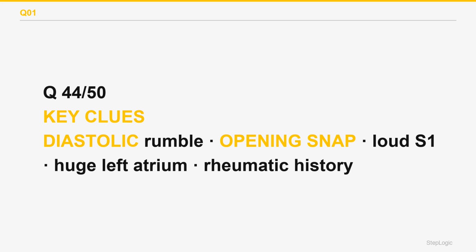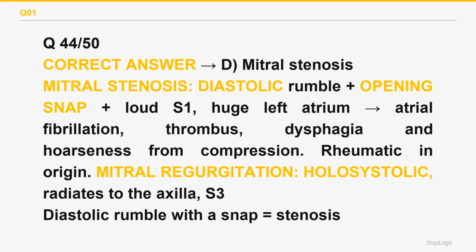Mitral regurgitation, by contrast, produces a hollow systolic murmur radiating to the axilla with no opening snap. Choice A is wrong. The correct answer is D. The enlarging left atrium produces two compression signs that appear in vignettes as apparently unrelated complaints: dysphagia from pressure on the esophagus lying immediately behind it, and hoarseness from stretching of the left recurrent laryngeal nerve, known as Ortner syndrome.